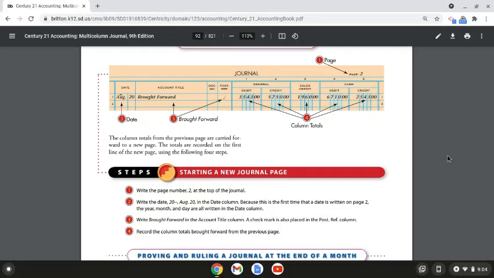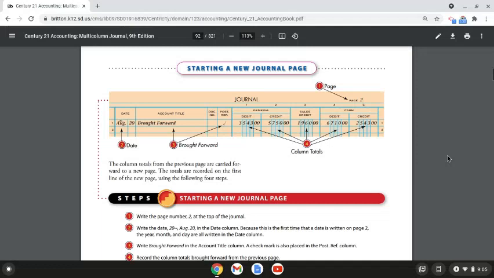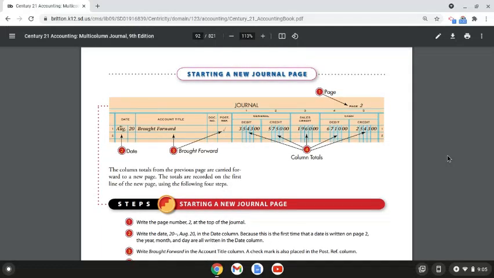Then we write brought forward in the account title column, and a check mark is also placed in the post-reference column. And finally, we record the column totals brought forward from the previous page. So the steps that I just explained for that are right up here. I'll give you a moment to look at this as well.